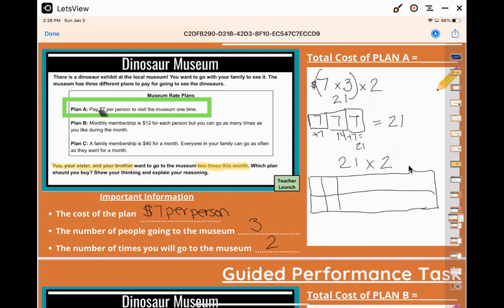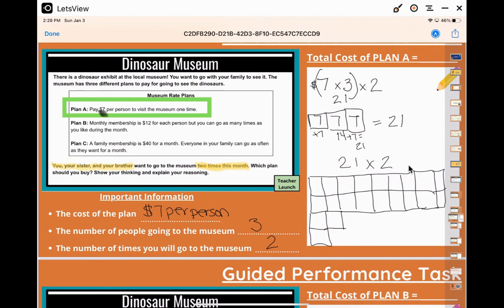1, 2, 3, 4, 5, 6, 7, 8, 9, 10, 11, 12, 13, 14, 15, 16. I don't have enough space. Let's see if I can get some more space on here. I'm going to try to do this again, y'all. Let's see, 17, 18. I'll just add some more down here. 19, 20, 21. So that's 21 boxes.